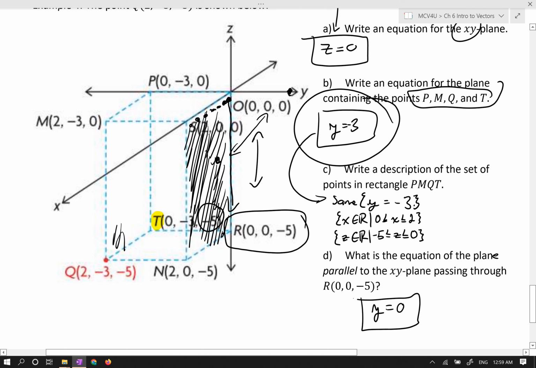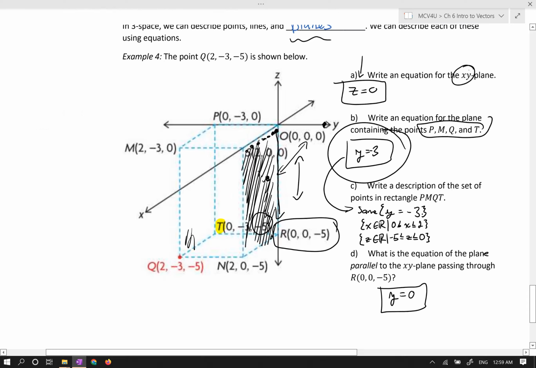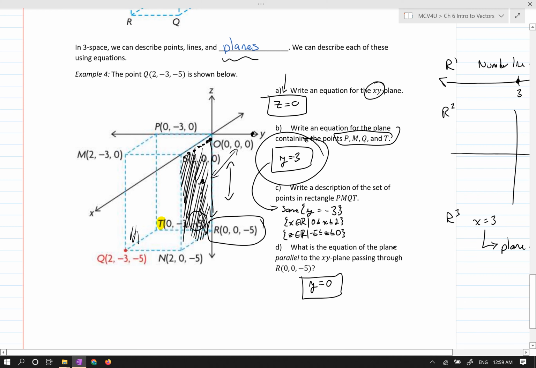So with a little bit of practice, folks, we will be able to handle all of the practice problems here. Well done. We'll get more comfortable working in R3, working in 3 space, and working with planes.